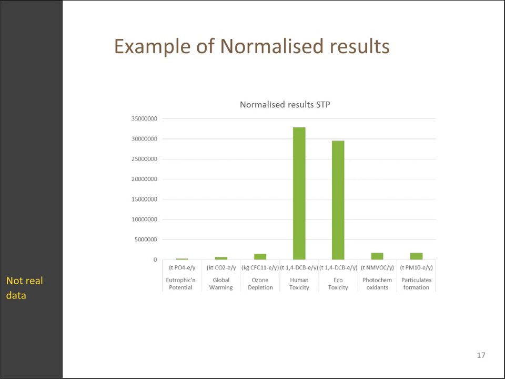Please note that this is just an example, this is not real data, but that could be one of the normal processes you face when you use these indicators. So how can I have conclusions out of this? It will be perhaps too brave to say human toxicology or ecotoxicity is the only problem, but it can help you to identify which are the most relevant processes.